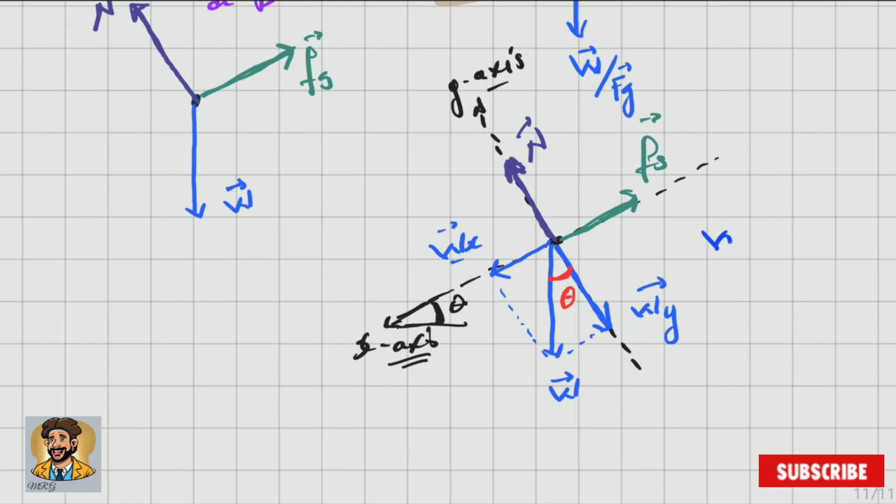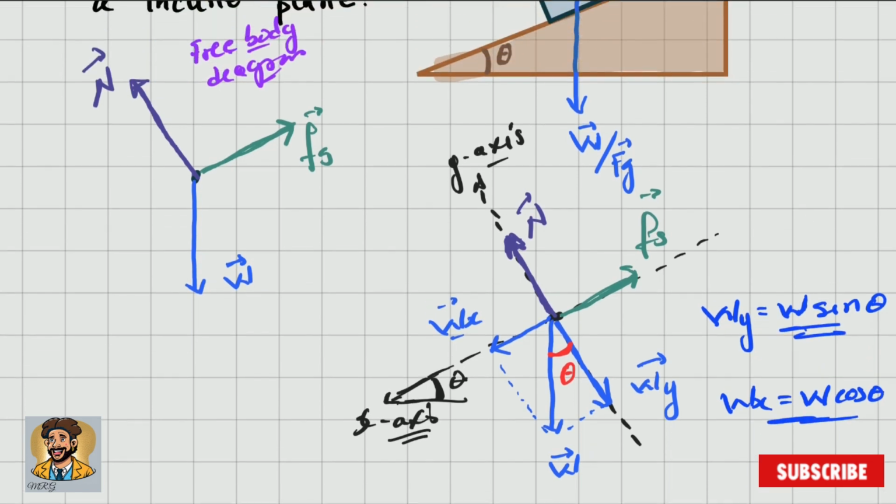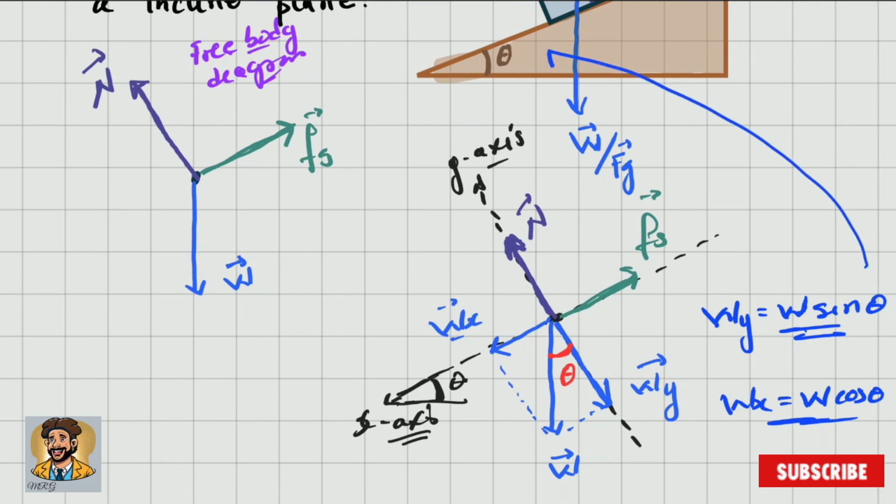In this case, weight in Y is equal to weight multiplied by the sine of theta. The theta is the angle of inclination, and then W in X, or weight in X, is equal to weight multiplied by the cosine of theta. This one is a little bit different. This theta is the angle of inclination, as you can see, that is theta. And guys, I hope you understand this is all for now about free body diagram.